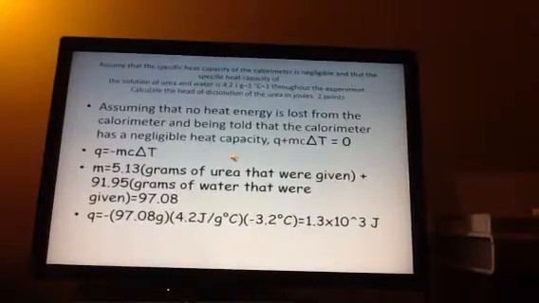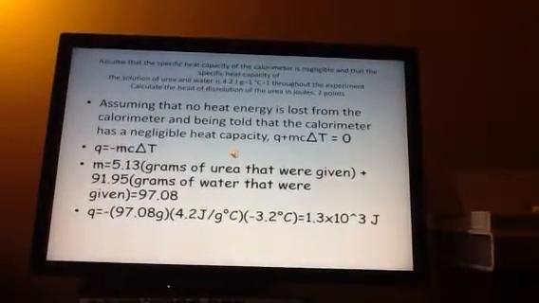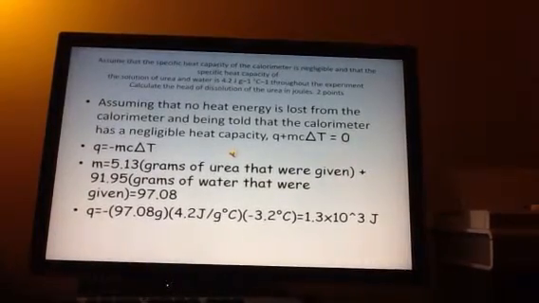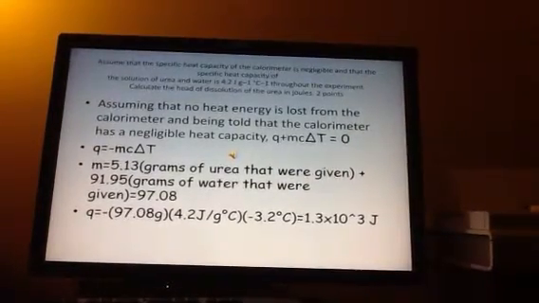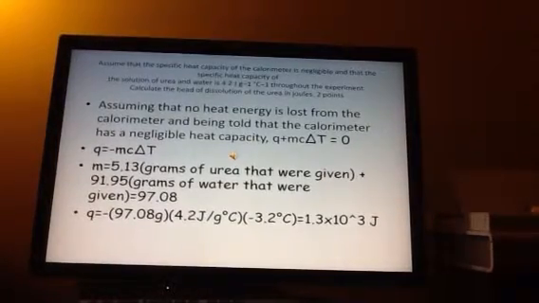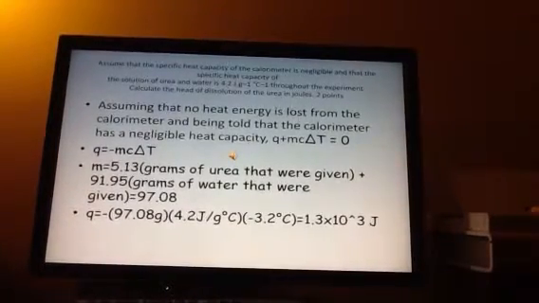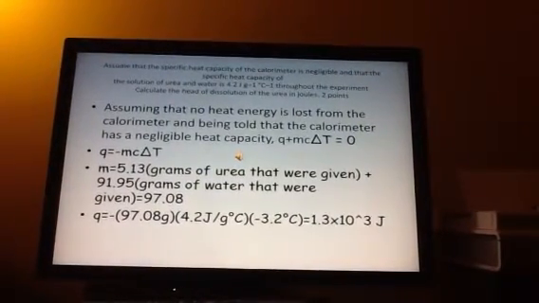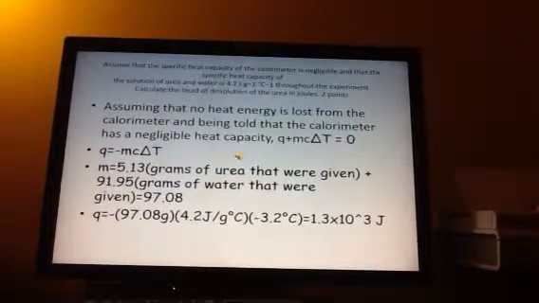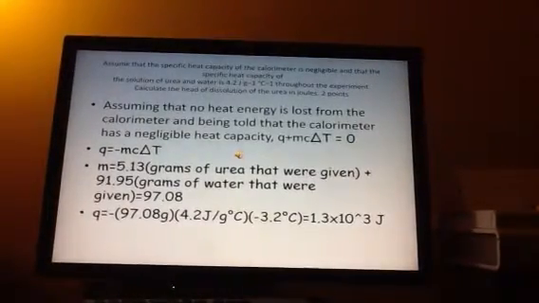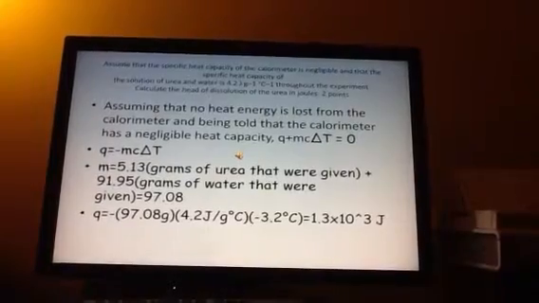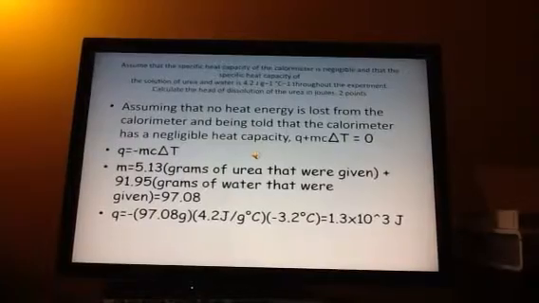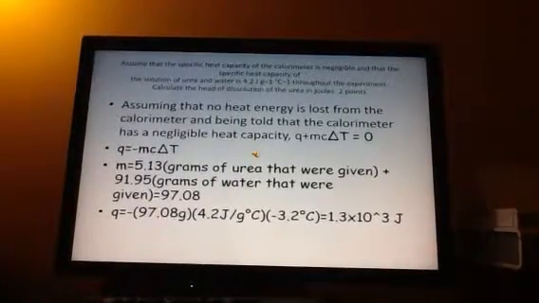The fourth question asks, assume that the specific heat capacity of the calorimeter is negligible, and that the specific heat capacity of the solution of urea in water is 4.2 joules per gram Celsius throughout the experiment. And it says, calculate the heat of dissolution of the urea in joules. This question is worth 2 points. So it asks you to assume that no heat energy is lost because the heat capacity is negligible, and therefore you set up the equation Q plus MC delta T equals 0, and then Q has to equal negative MC delta T when you just move it over to the other side.